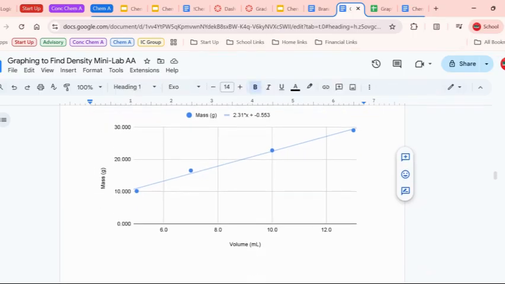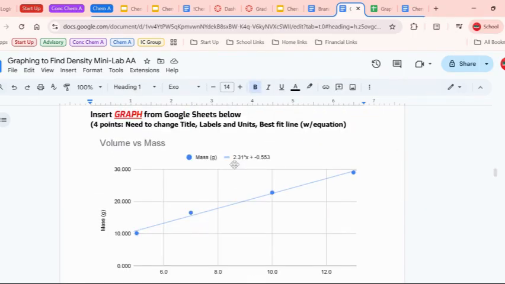Okay, sorry, didn't want to click on that. This formula here of 2.31x plus negative 0.553. That is the formula for the slope of a line. Y equals mx plus b. Now the only part of that I am concerned with is the slope, 2.31. Slope is equal to rise over run, ladies and gentlemen. That's what slope is equal to.